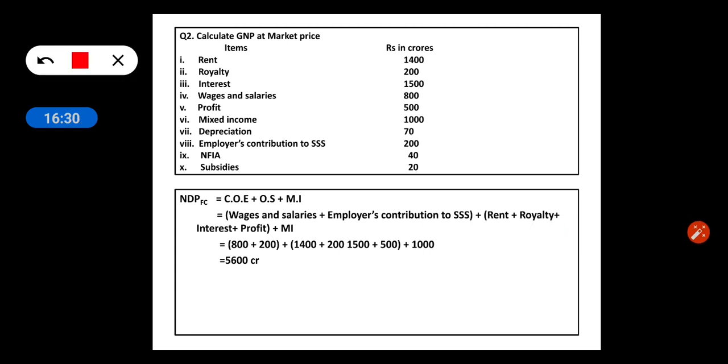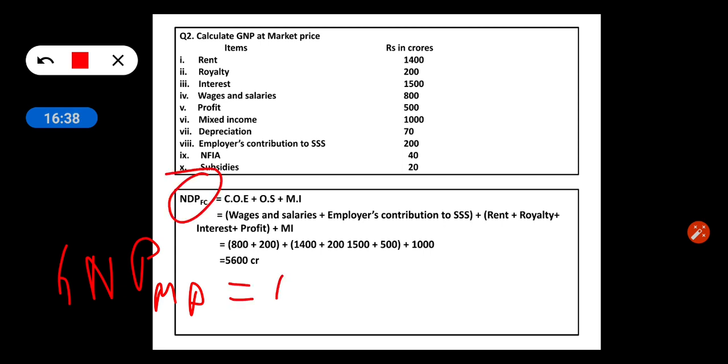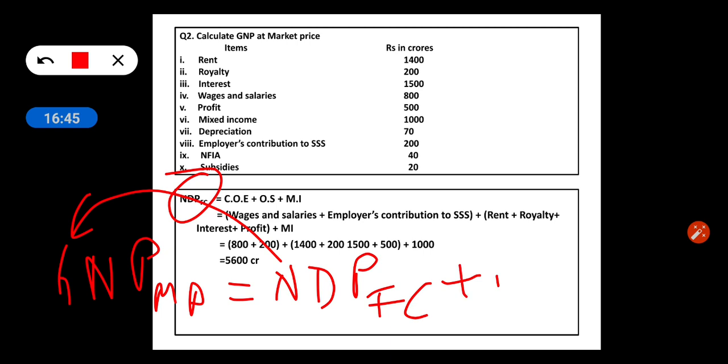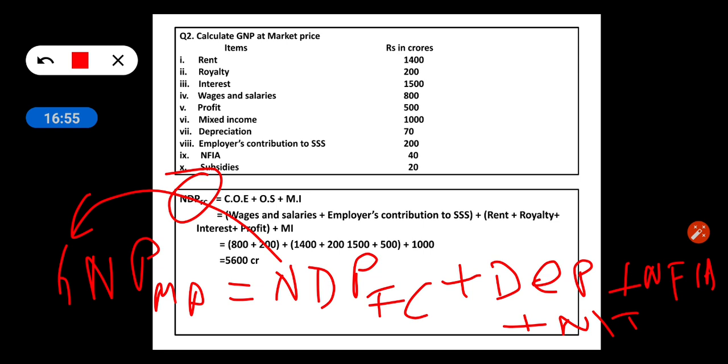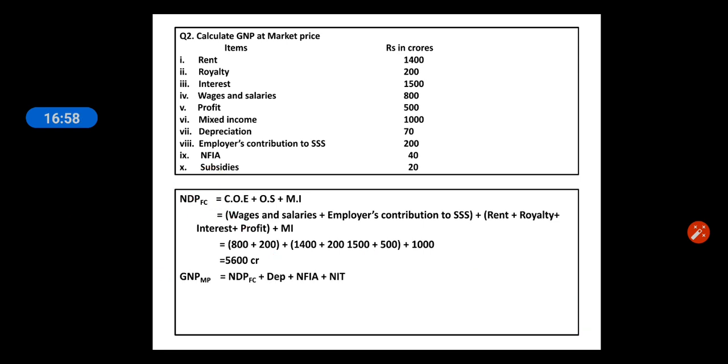Now we have to find GNP at MP. How are we going to do it? We are going to use this NDP at FC. Now let's start the conversion. Gross to net, that is plus depreciation. Domestic to national, plus NFIA. FC to MP, plus NIT. So plus depreciation plus NFIA plus NIT, and here we go, 5,600 plus 70 plus 40.